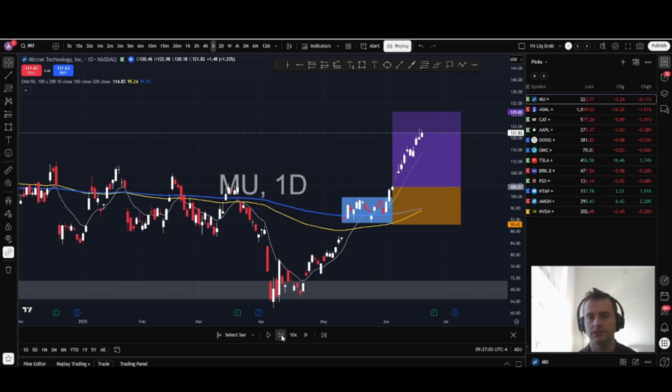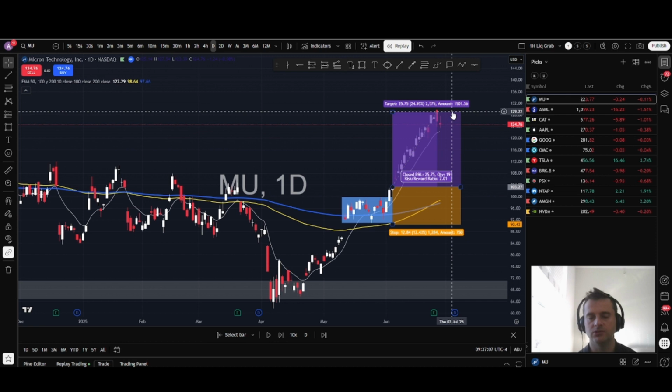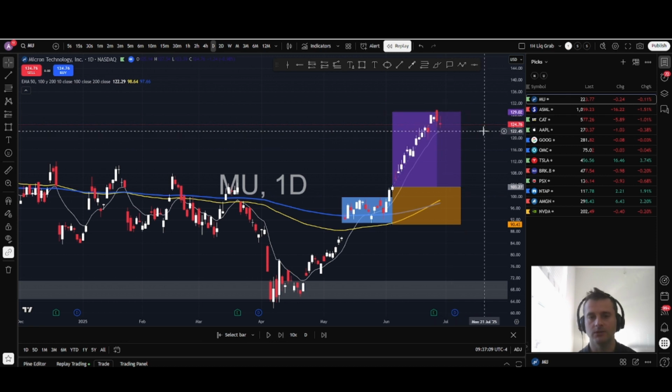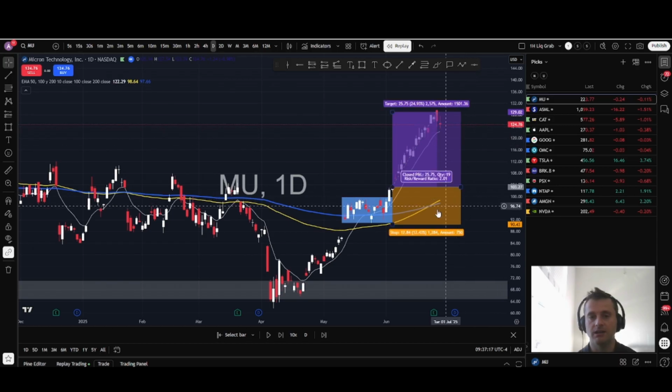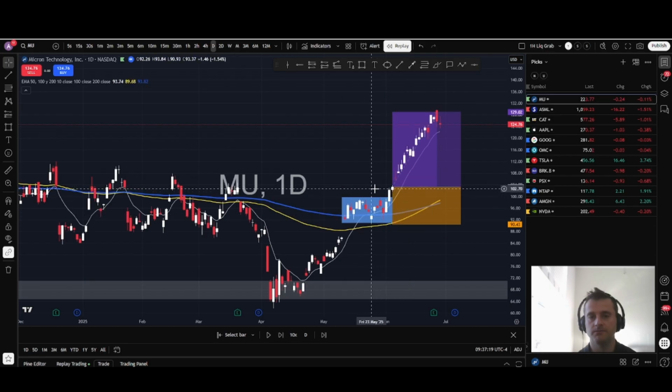This was actually an amazing setup, and it was picture perfect. You can see that this reached the target. At that point, you can decide what you want to do. You can close the position fully. You can close only 50% of the position. You can just let it run and maybe move your stop loss to break even.